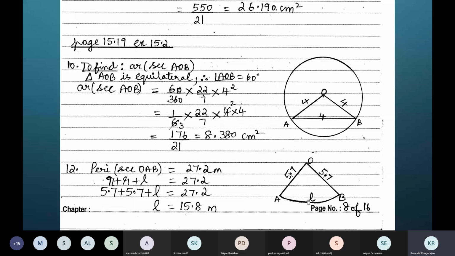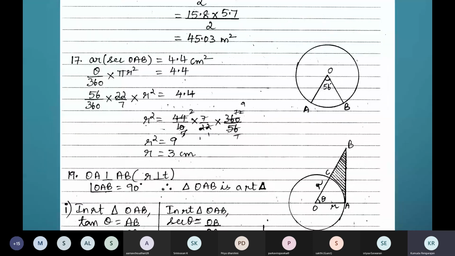Children, we know that the length of this arc is 15.8. Equate this to theta by 360 into 2 pi r. So there, theta is the only unknown. You can work that and find the value of theta, and then find the area of the sector. So you can save your time. Remember this formula.